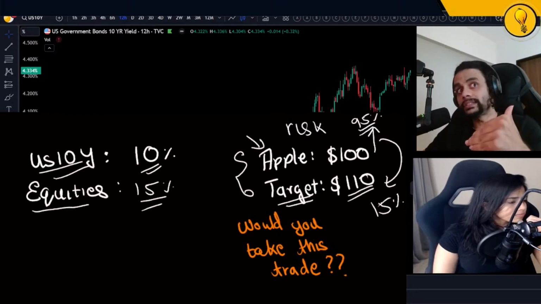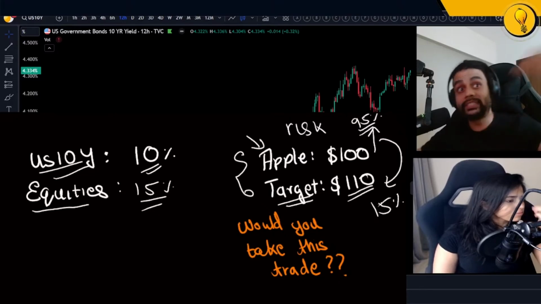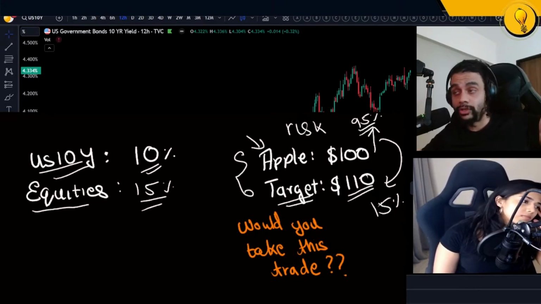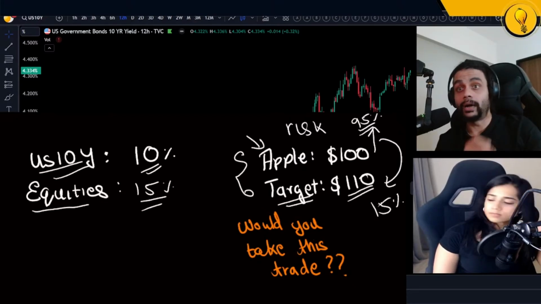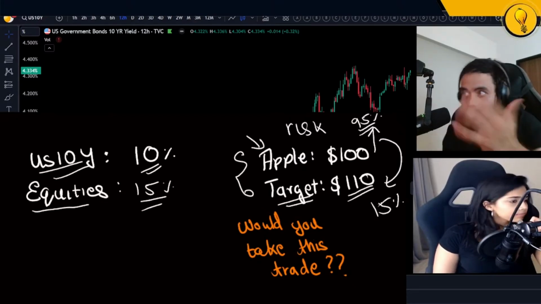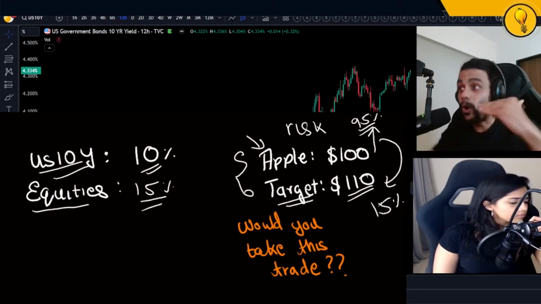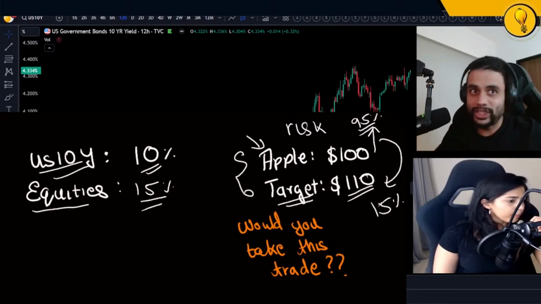At these prices, Apple is very attractive to me, because my target for Apple is $110 still. That hasn't changed, right? But at $95, I'm getting 15%. On the 10-year, I'm getting only 10%. So Apple will become a better buy. And by the way, guys, when you do all of these numbers, when you do all this math, that's how support and resistance also gets formed. That's how all of these fundamental analysis tools get reflected on the charts.